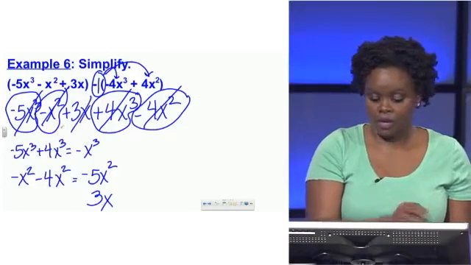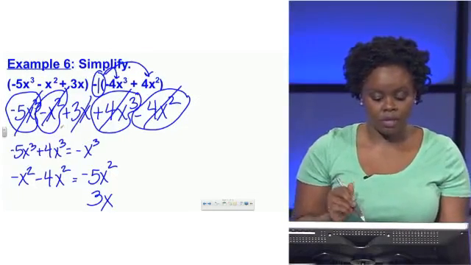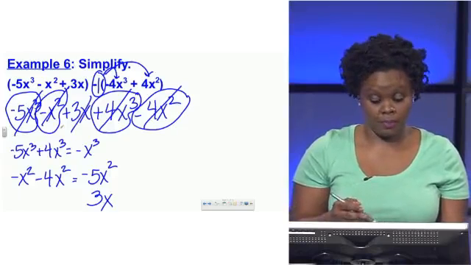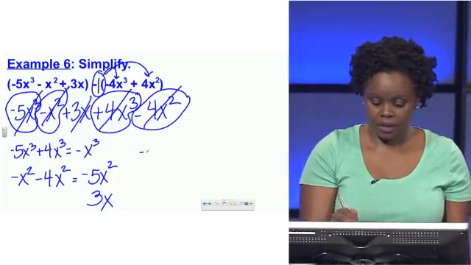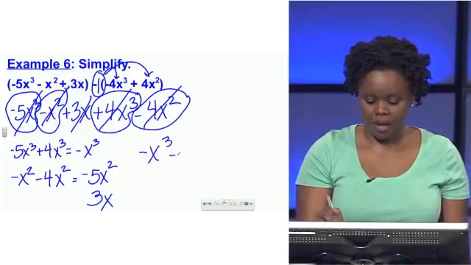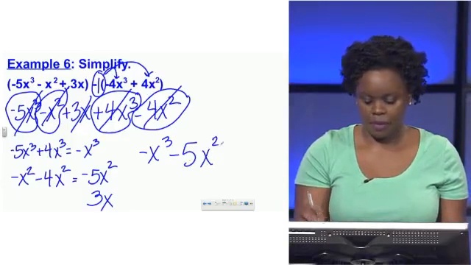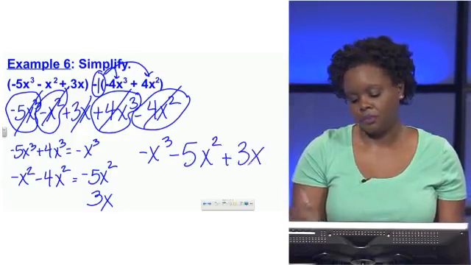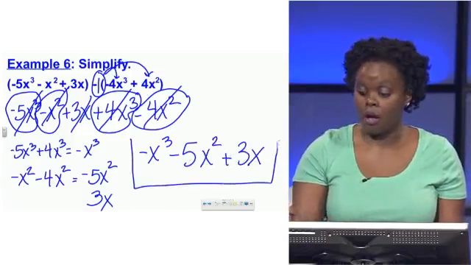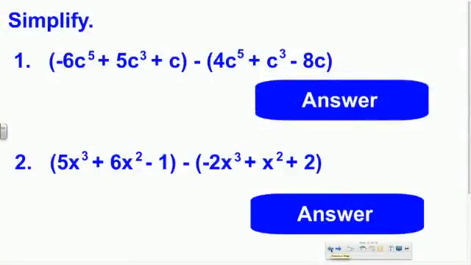Now we've handled everything we can as far as combining like terms, so we're at the point we can write our final answer. So we would have negative x cubed minus 5x squared plus 3x. Got it in standard form, so we are all done. Okay? All right, why don't you try a couple? Go ahead and press pause and take a few minutes, and then really take your time and work your way through these problems. And when you're ready to compare answers with me, go ahead and press play.